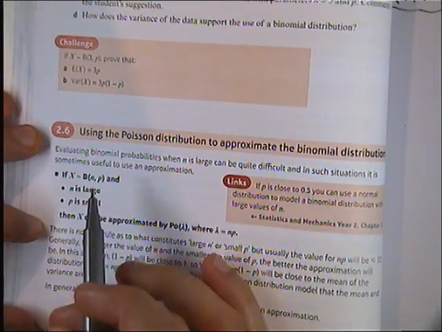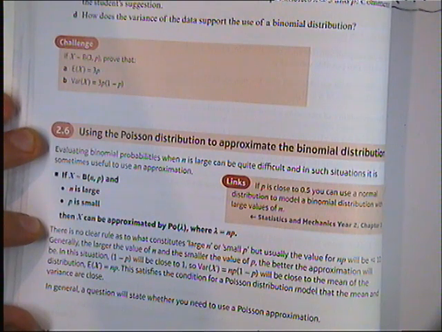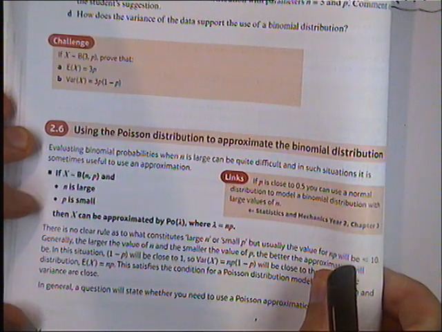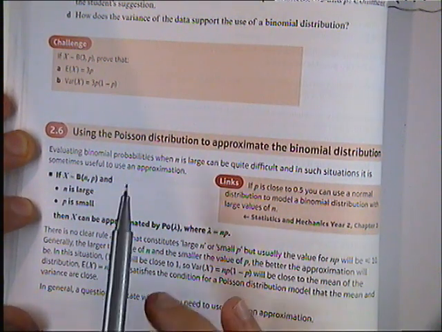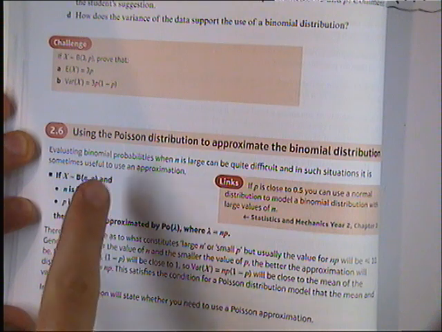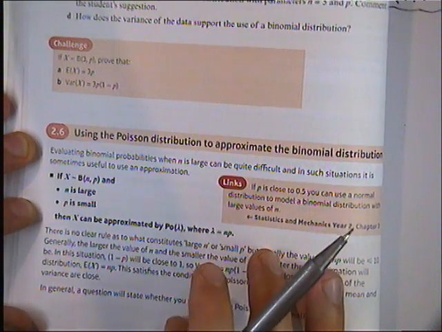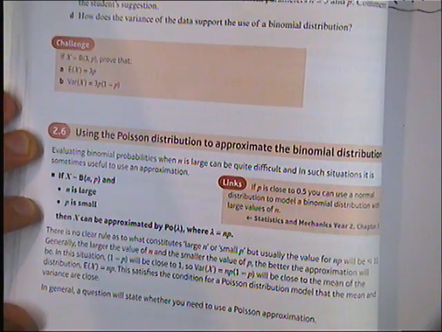Okay, in this video I will go through section 2.6 of chapter 2 of FS1, which is using the Poisson distribution to approximate the binomial distribution. Sometimes we have to approximate the binomial distribution to a Poisson distribution. So why do we do that and how can we do it?